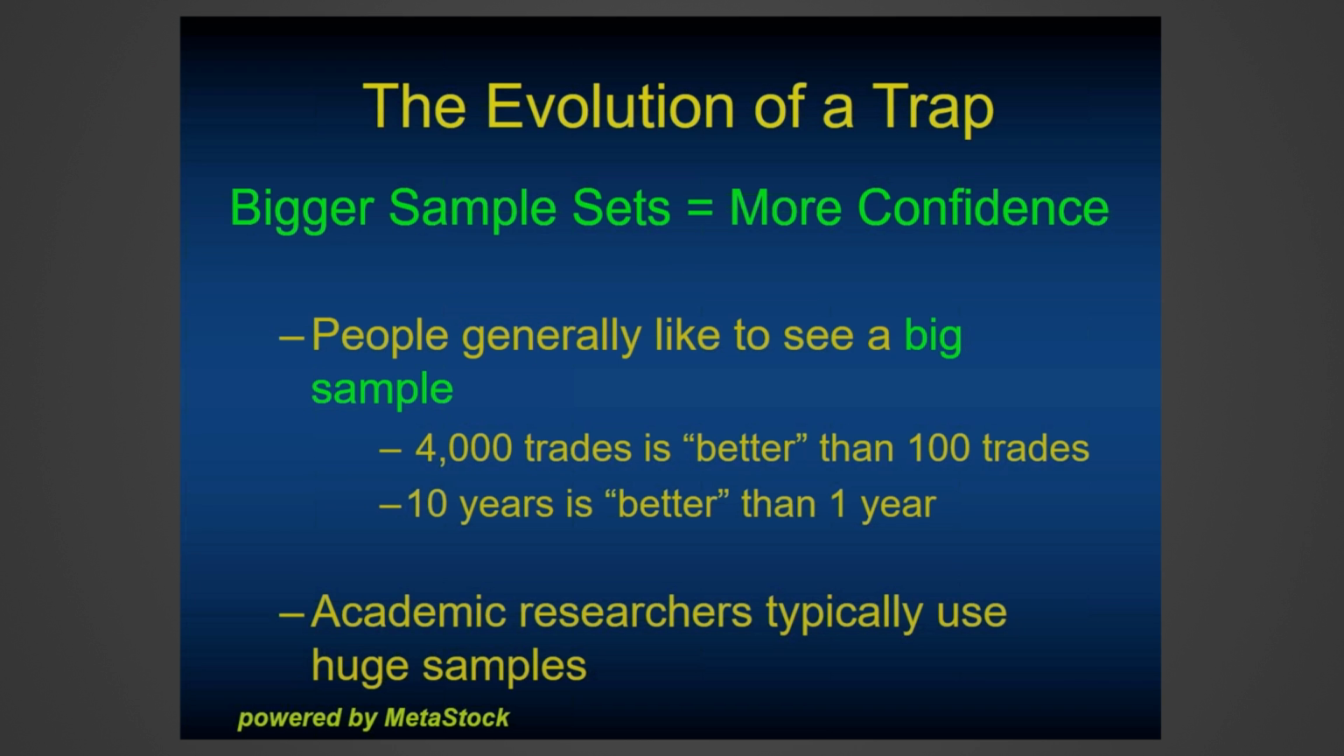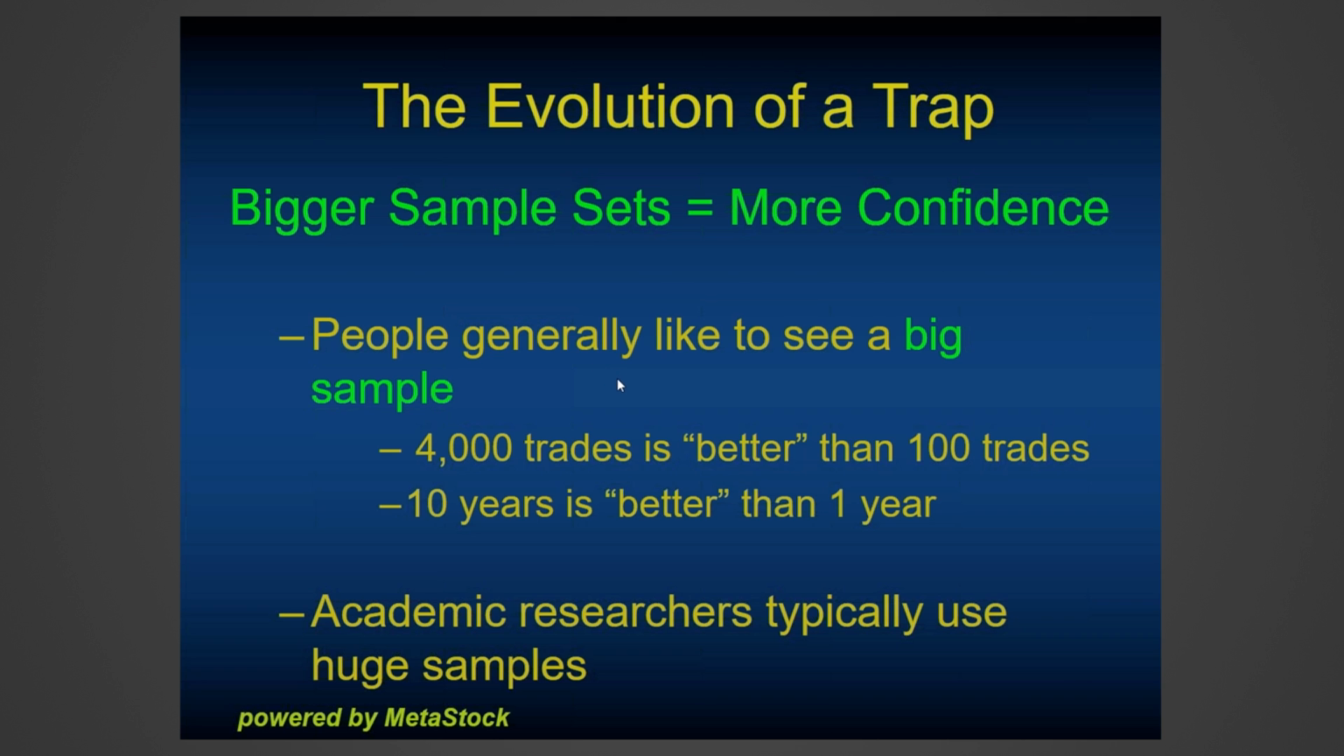Bigger sample sets usually infer better confidence. So people like to see a big sample. People like to see 4,000 trades posting a certain type of result that's better than 100 trades. They like to see 10 years better than 1 year of performance. And academic researchers typically use huge samples, in fact decades' worth of data, to come up with the formulas for their indicators, or basically their trading algorithms.